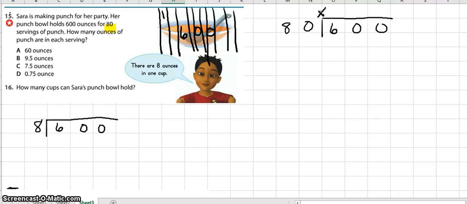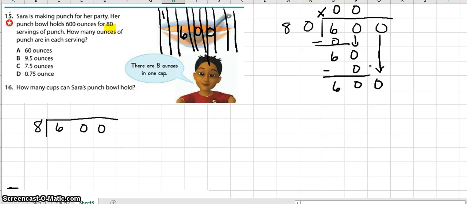What times 80 will get me to 6? Nothing. What times 80 will get me to 60? Nothing. Bring down my 0. What times 80 will get me to 600? So I'm going to think of my math facts and ignore my 0. What times 8 will get me to 60? Well, the closest I can do is 7. 7 times 80 is 560. So that's the closest I can get to it.